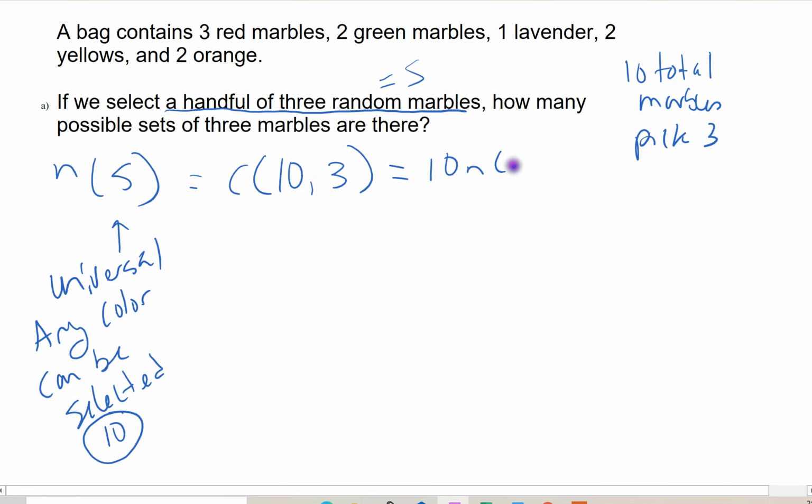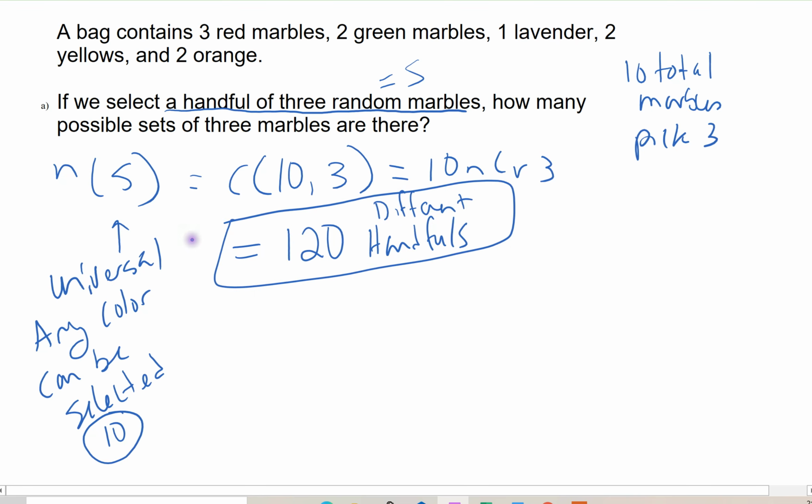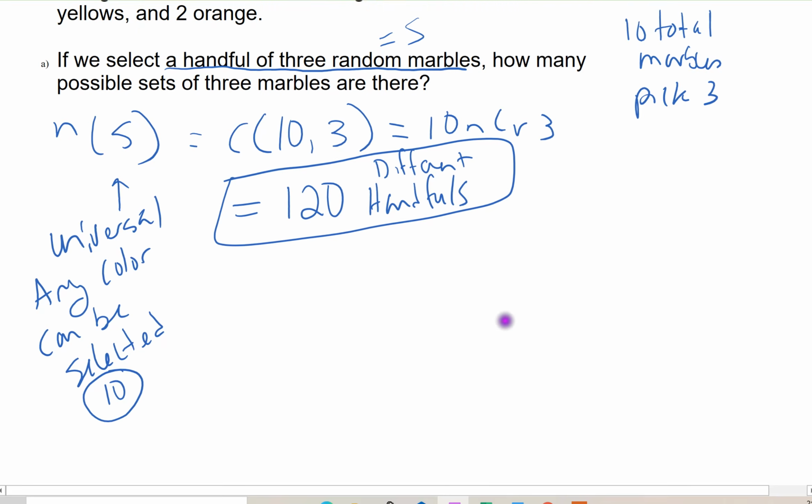So it's 10 combination, choose 3, and remember, combinations, you have to plug it into the calculator. There's no way around it, unlike permutation. So you have to type in 10 combinations formula, choose 3, and if you do that, it comes out to 120 handfuls, different handfuls, total. Alright, so there's 120 ways I can grab a handful of 3 marbles from this particular bag of marbles. Alright, so that's the universal set.